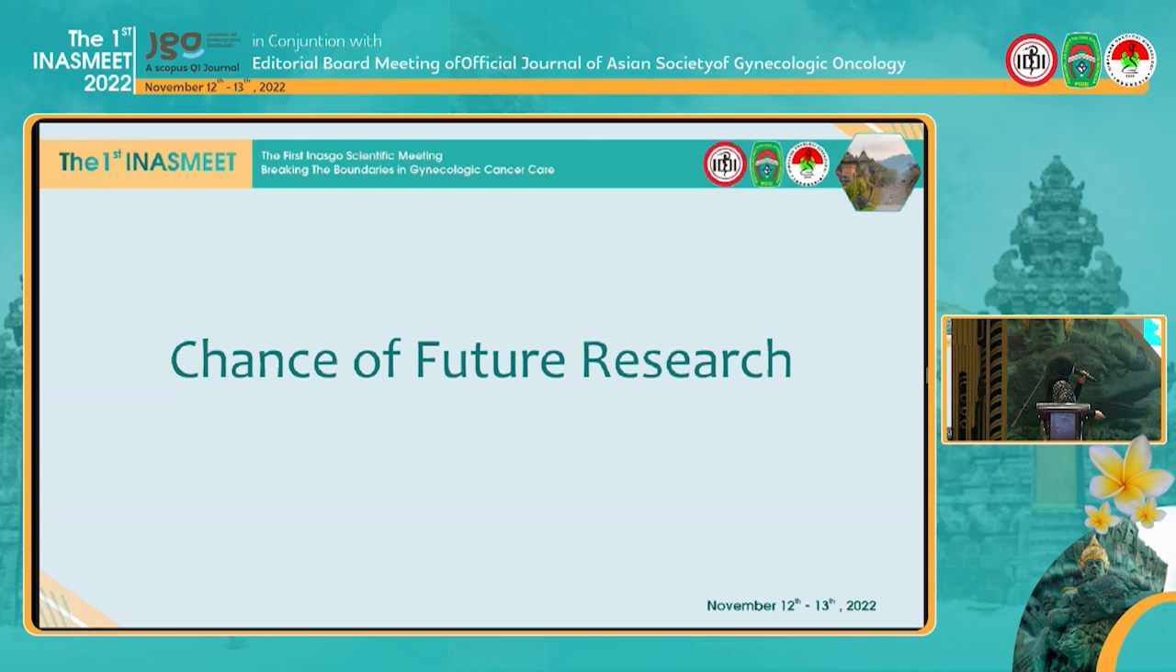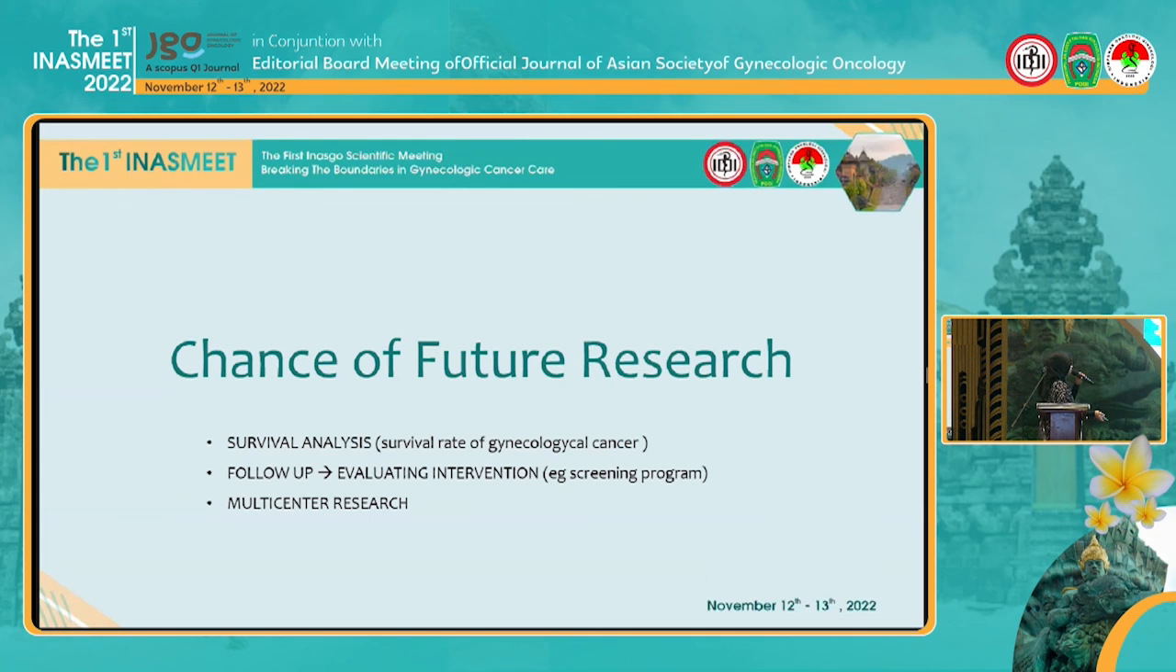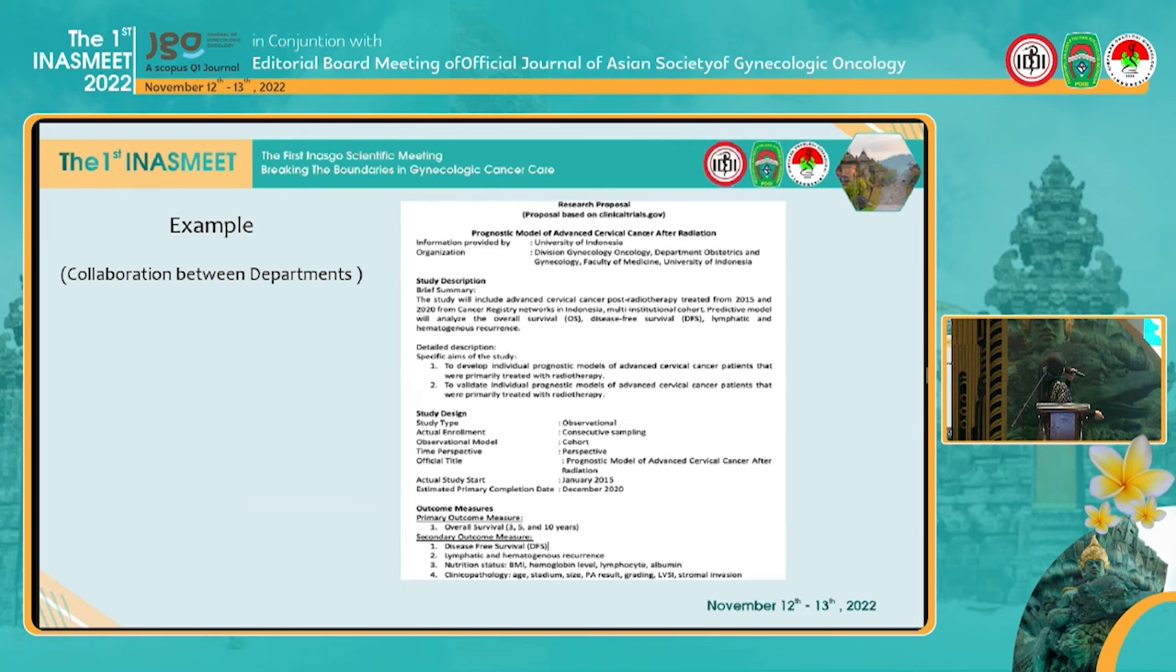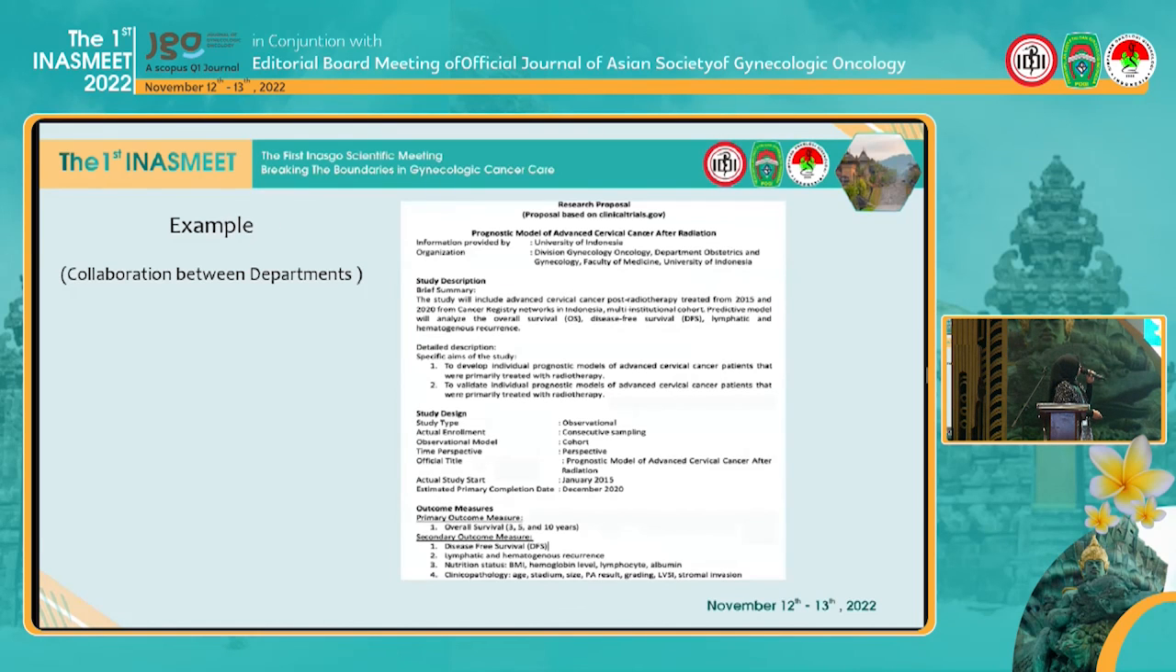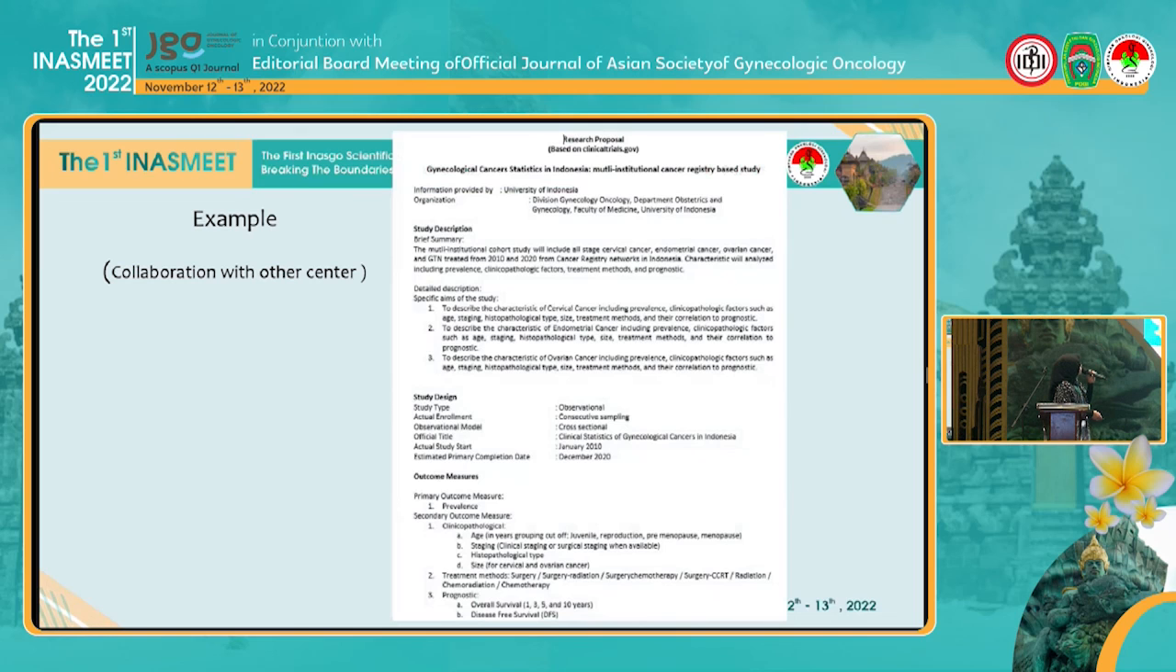This is a change of future research, maybe for survival analysis, favorite gynecologic cancer, follow-up, evaluating intervention, multi-center research, such as, for example, something that we made but never follow up, like a prognostic model of advanced cervical cancer after radiation in Indonesia. Or maybe the gynecological cancer statistics in Indonesia. See, Indonesia, maybe it will give something, because it will change every year.